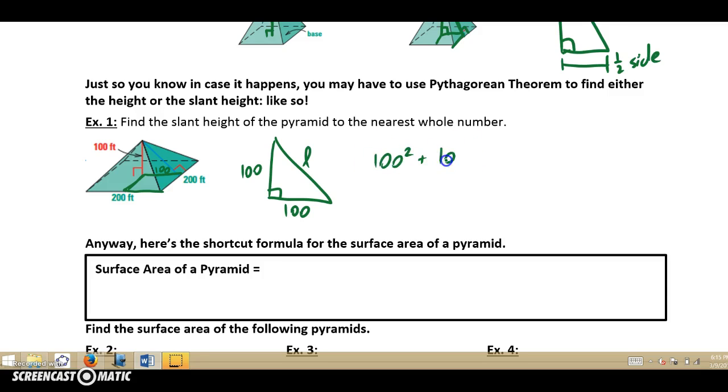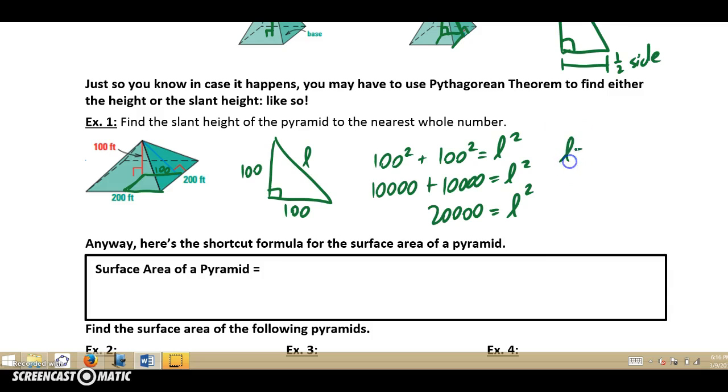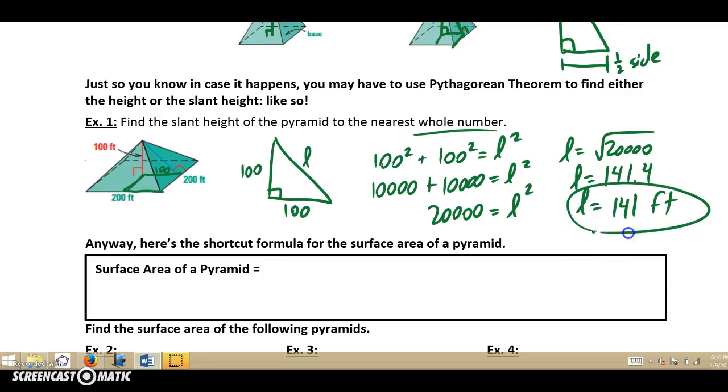So real briefly, you have to do 100 squared plus 100 squared equals your slant height squared. 100 squared is 1 with 4 zeros after it, 10,000. So we have 20,000 equals your slant height squared. So you just have to take the square root of it. Please don't divide by 2. Make sure you take the square root. Okay. And you get 141.4-ish. It says round to the nearest whole number. So our slant height is 141 feet. Okay. So again, you might have to use Pythagorean Theorem here. Just be careful with it. A squared plus B squared equals C squared.